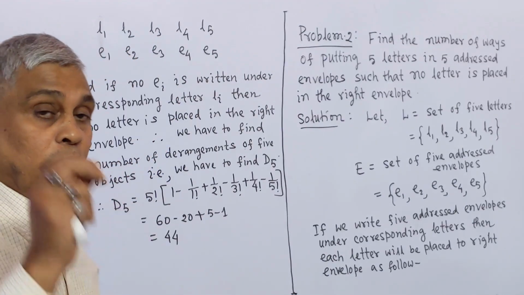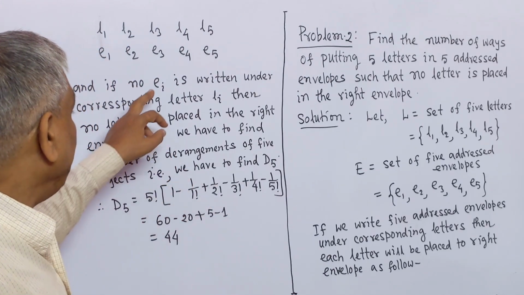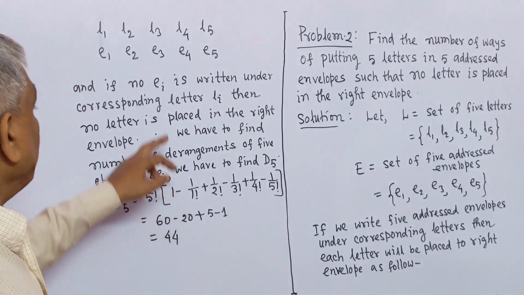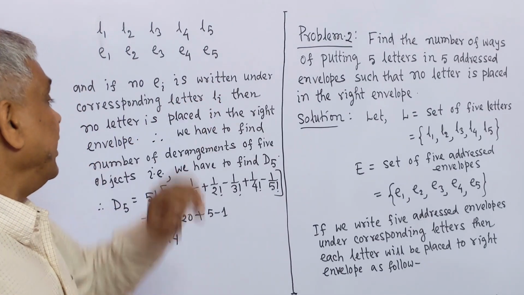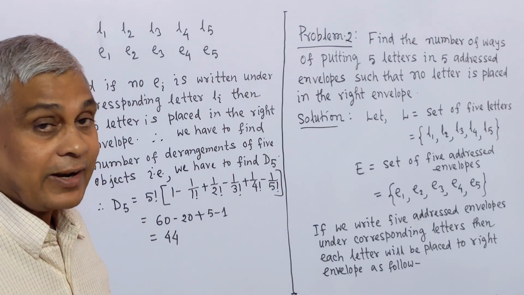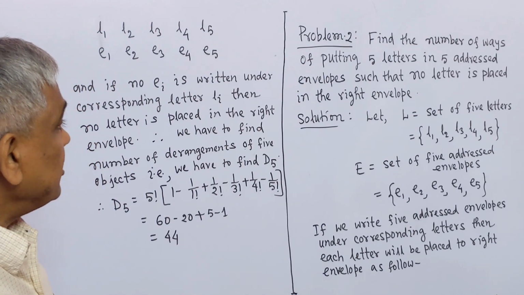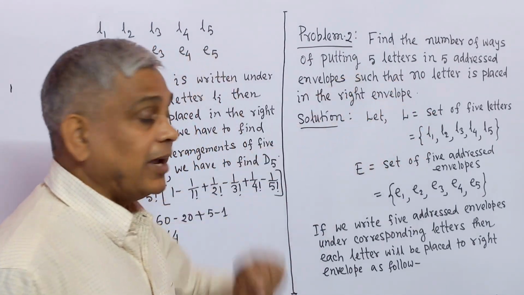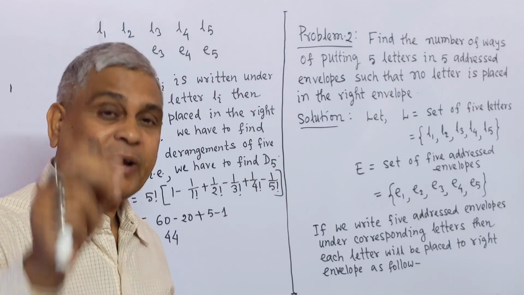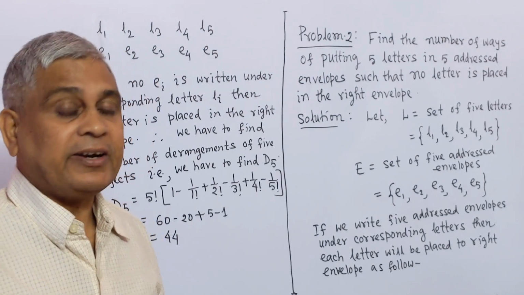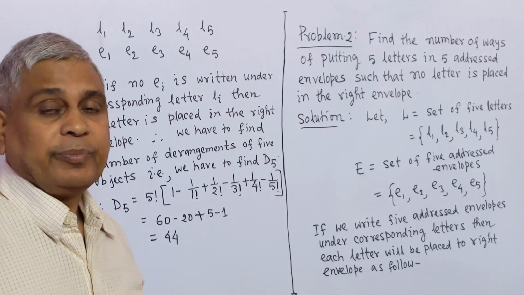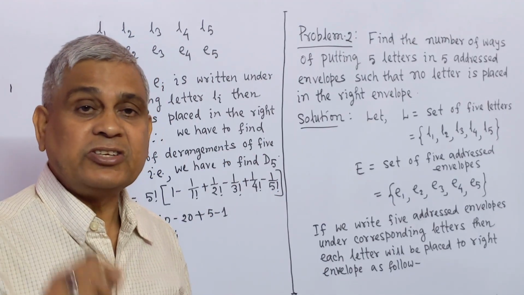If no Ei, meaning no envelope Ei, is written under the corresponding letter Li, then no letter is placed in the right envelope. Our task is that no letter is placed in the right envelope. That means we have to find the number of derangements. That is, we have to find D5. The number of derangements is D5.